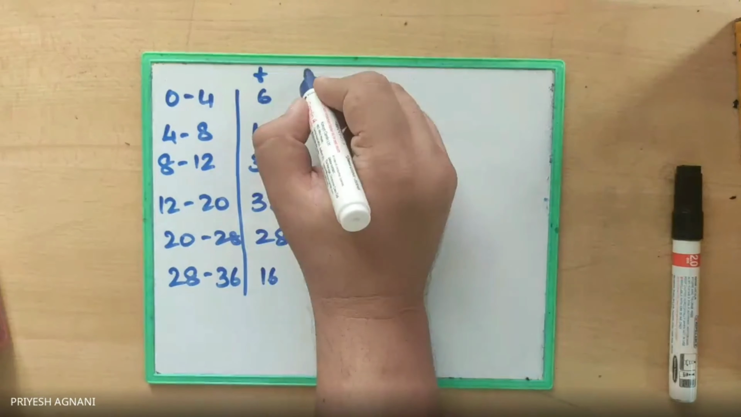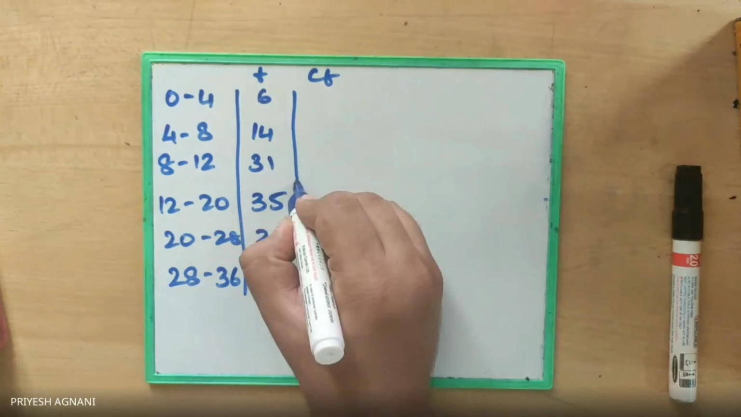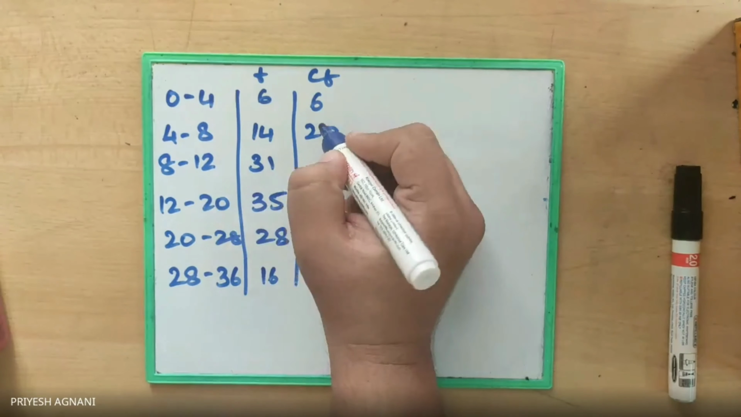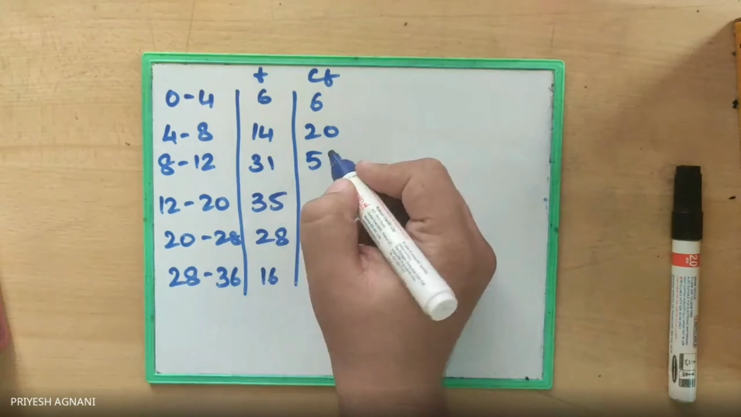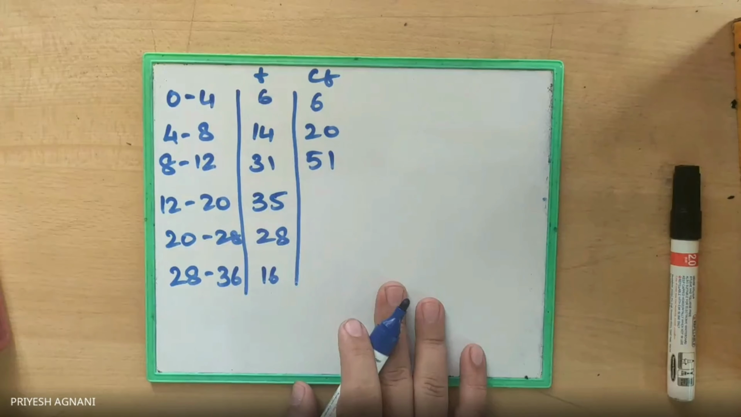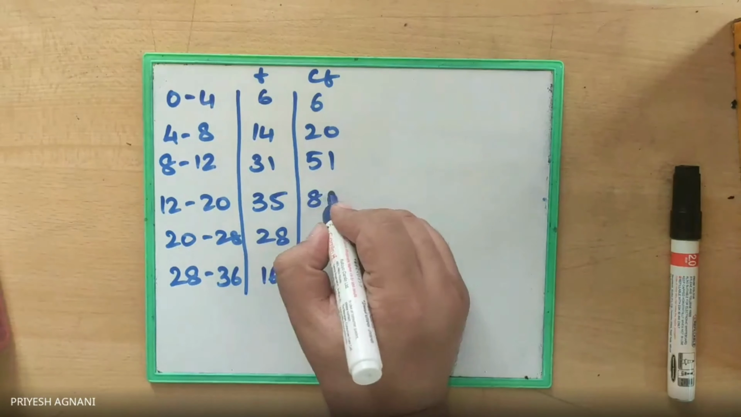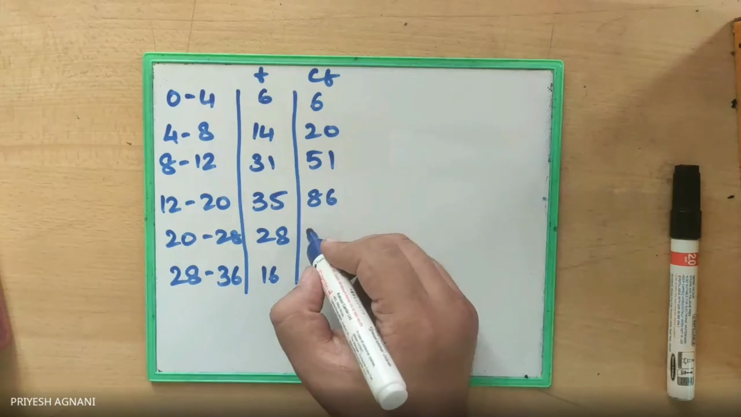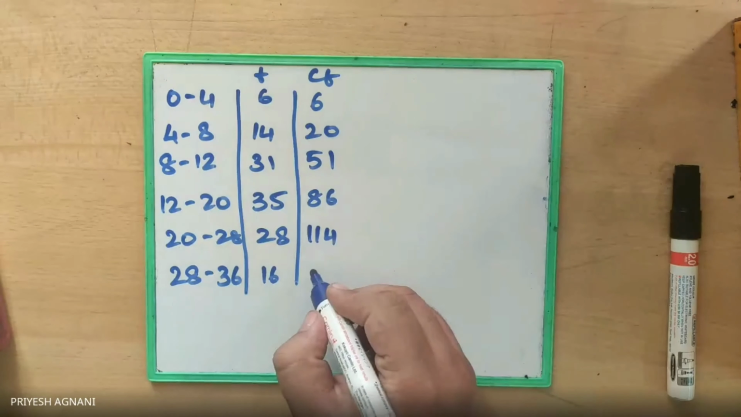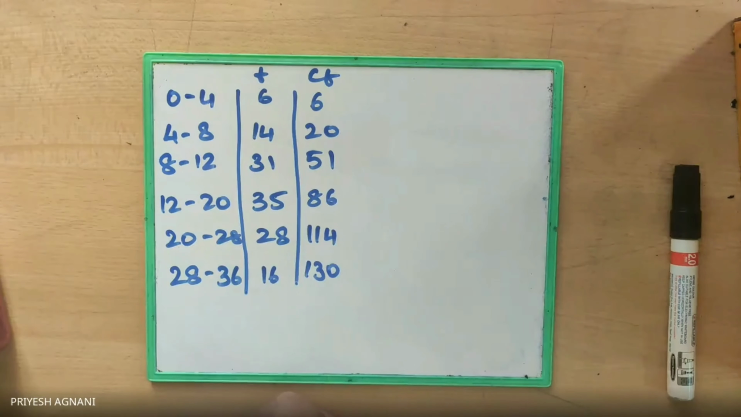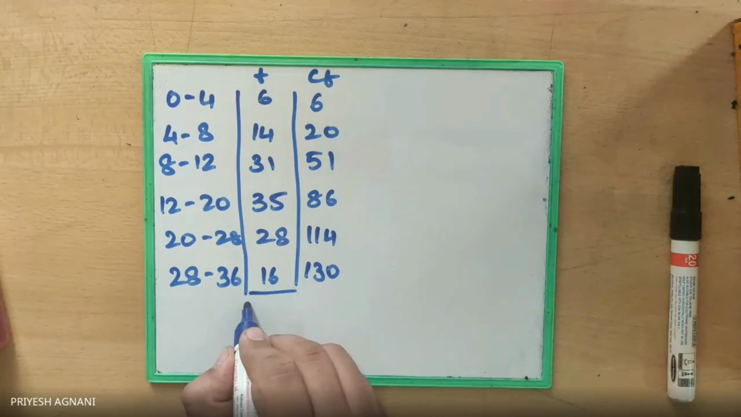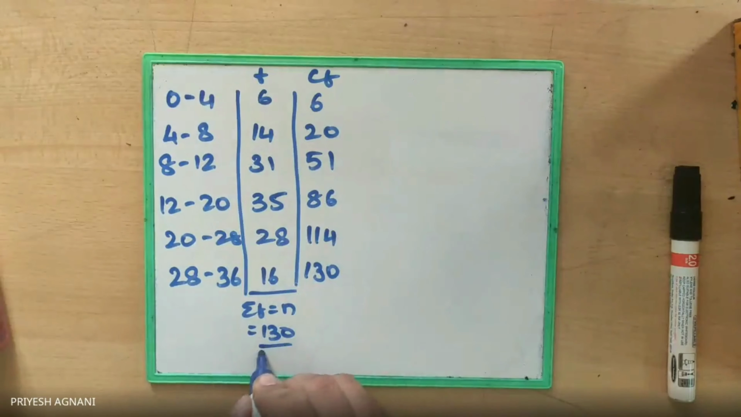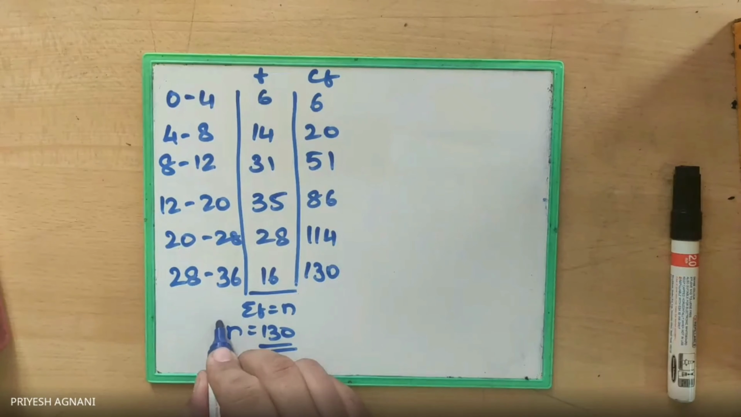This is the frequency. Now we have cumulative frequency. 6 will be here. 6 plus 14, that is 20. 20 plus 31, that is 51. 51 plus 35, that is 86. 86 plus 28, that is 114. 114 plus 16, that is 130. So here we can see that the total sigma f is equal to n is equal to 130. If we total this, we will get 130. So n is equal to 130.